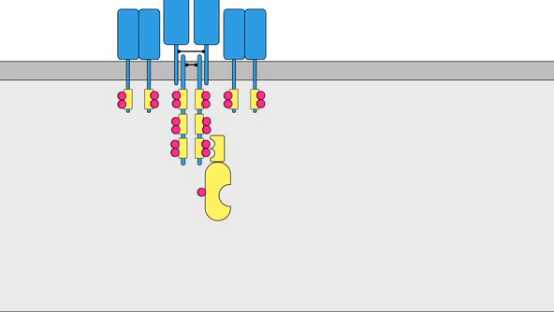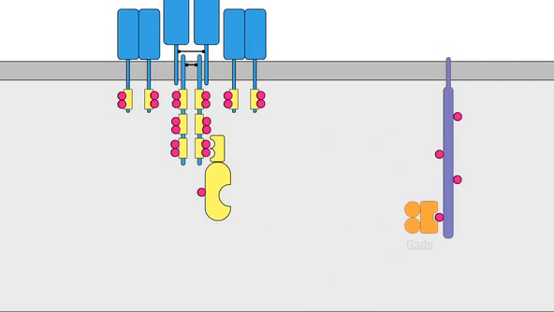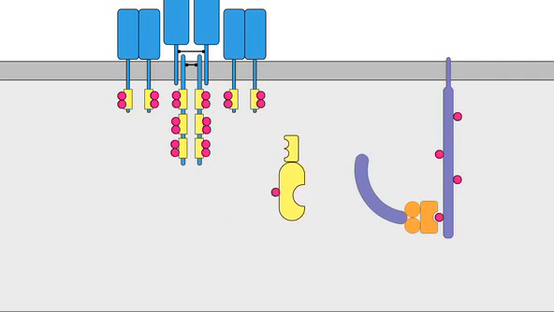With ZAP70 now located in proximity to the inner cell membrane, it is able to phosphorylate LAT, a transmembrane protein with a large intracytoplasmic domain. When LAT is phosphorylated, the adapter protein GADS binds to LAT and recruits SLP76, a cytoplasmic protein, to form a large scaffold. This scaffold will then be used in the subsequent activation of PLC gamma.